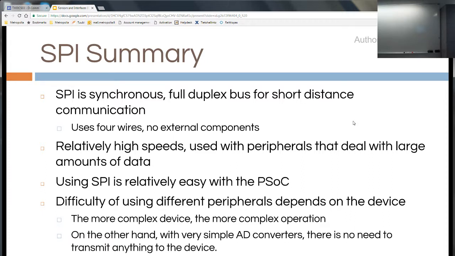SPI summary. Synchronous full duplex bus for short distance communication, and you can extend it with drivers, and it has relatively high speeds. Actually, that's as high speed as you need between circuits. There are devices with SPI up to 100 megabits per second. And relatively easy with the PSOC. Yeah, nothing is really simple with the PSOC, but well, it's still much easier than writing your own code on some other system.